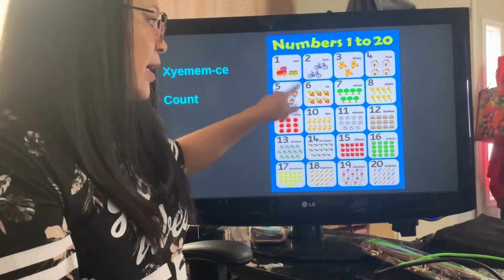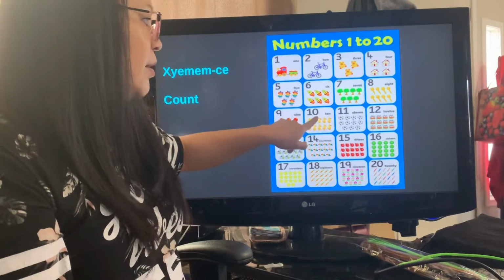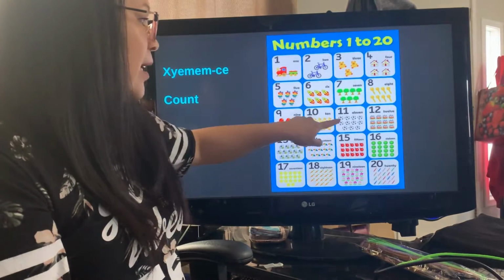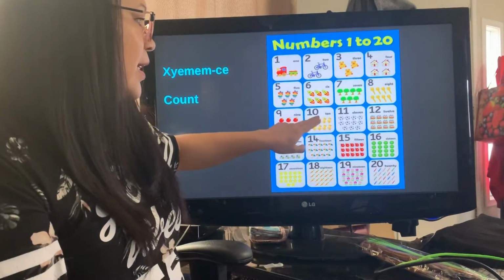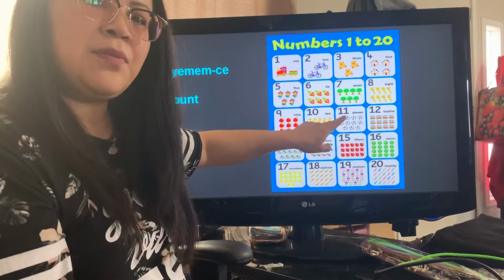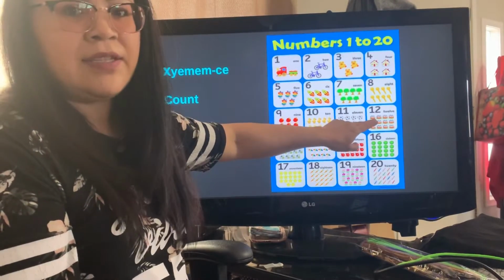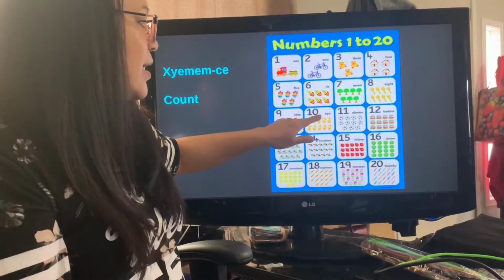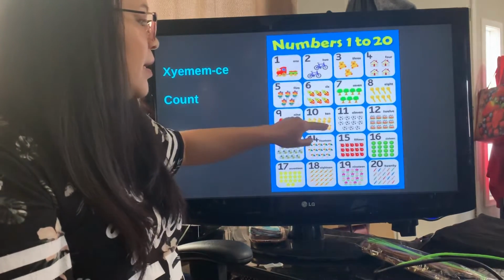And once we get to 11, you're basically just going to put the number 10 with the number 1, because that would make 11. So we would say xexweytep. So it's like saying 10 and 1. Xexweytep. That's like saying 10 and 2.